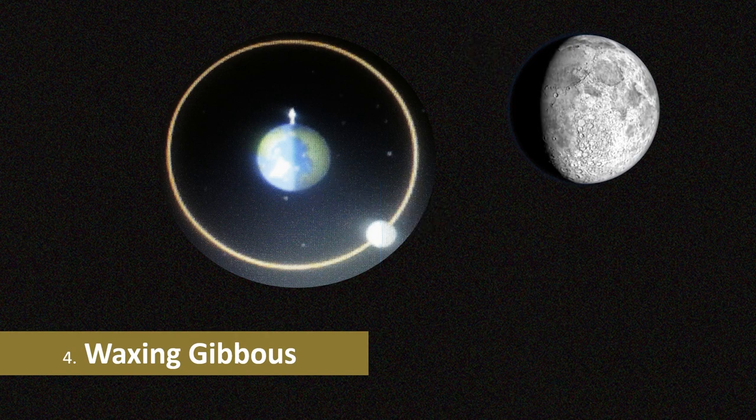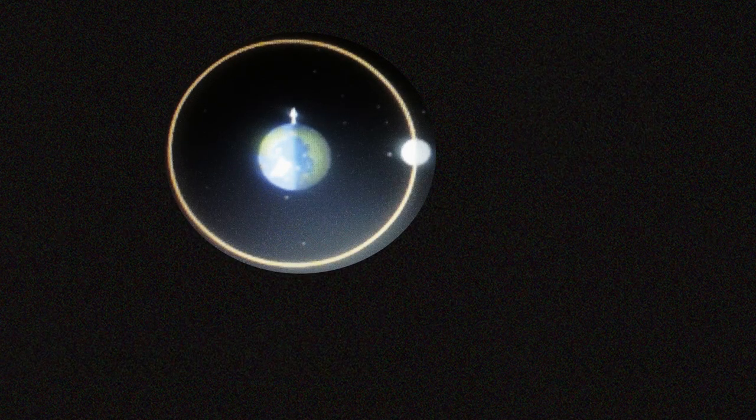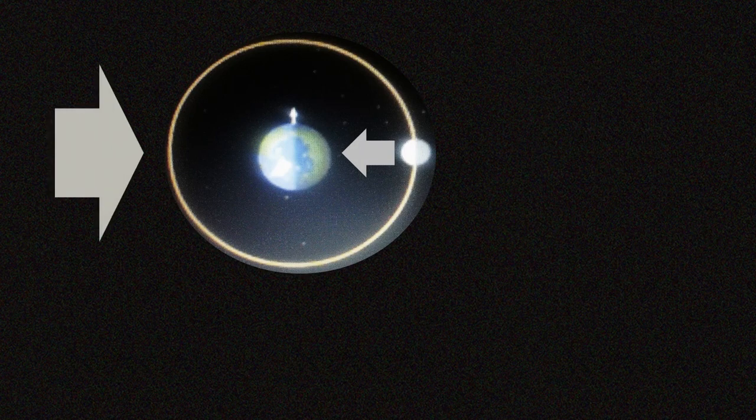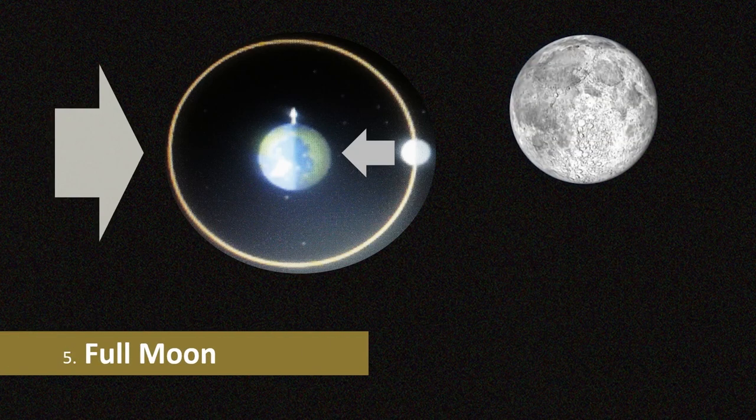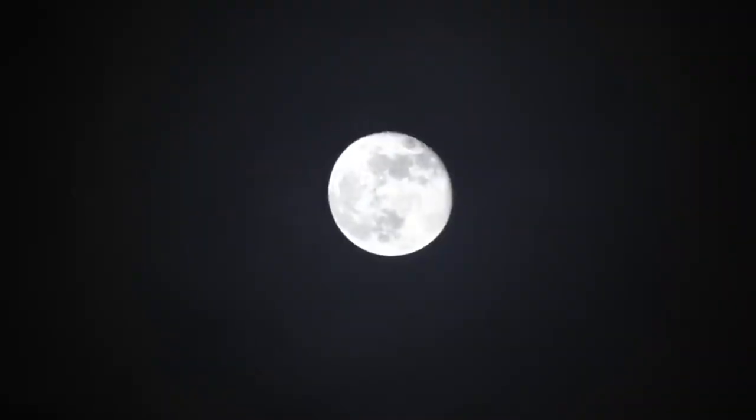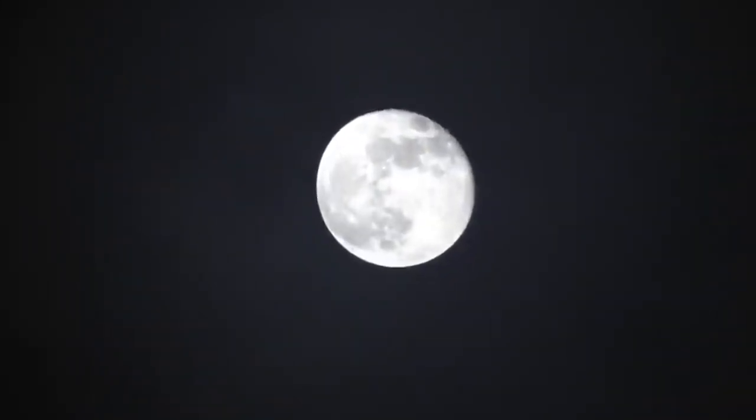From waxing gibbous, in this phase, the side of the moon facing us is the same side of the moon facing the sun. Since in this phase, the entire surface of the moon facing us is totally bright, this phase is called the full moon. The full moon phase is the direct opposite of the new moon phase.